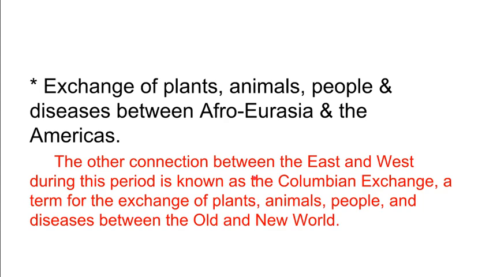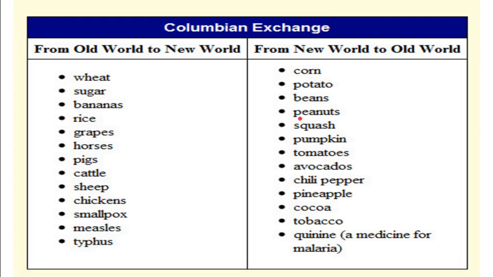So this is the Columbian Exchange. And what is the Columbian Exchange, you ask? It is the exchange of plants and animals and people and diseases, right, between the Old World, which is the Eastern Hemisphere, that's Africa, Europe, and Asia, and the New World, or the Western Hemisphere, which is North and South America. Right, so here is a long list of all the goods, all the crops, all the stuff that was traded back and forth along the Columbian Exchange.